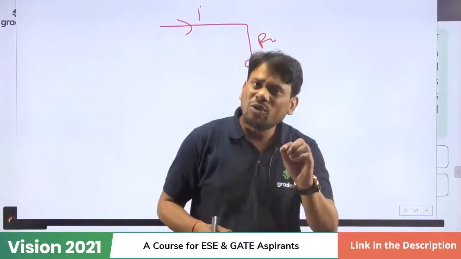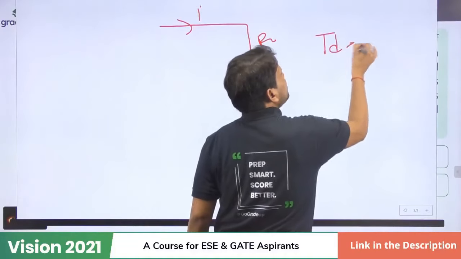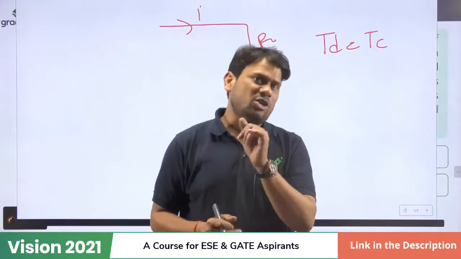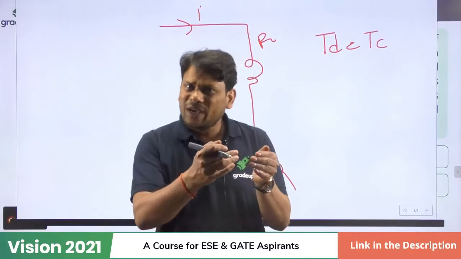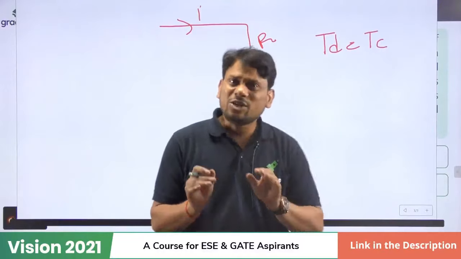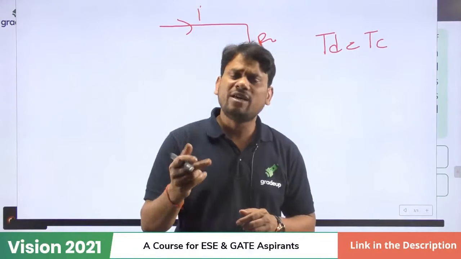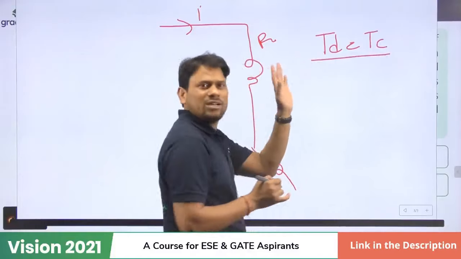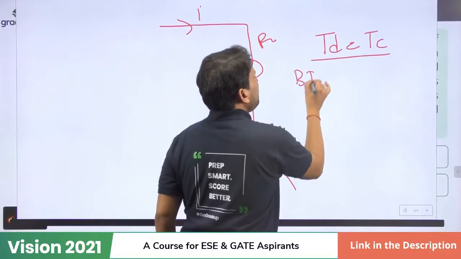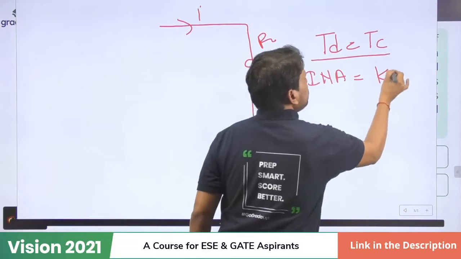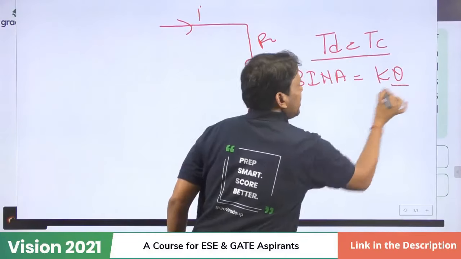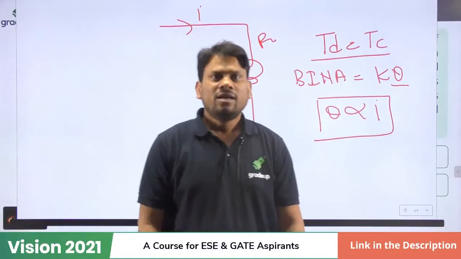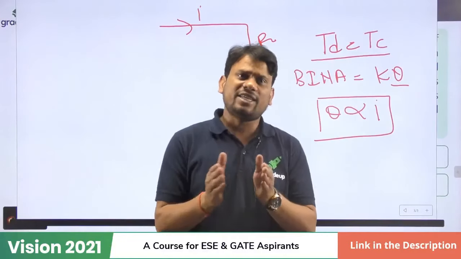So in steady state, we can write TD equals TC, where TD is the deflecting torque and TC is the controlling torque. The controlling torque we provide by the spring, and the deflecting torque we provide by the moving coil plus supply. In steady state we also have BINA equal to K theta. So here we can write that theta is directly proportional to I for the PMMC. Please mind it. Yes Deepak, we will discuss AC bridge with phasor also.